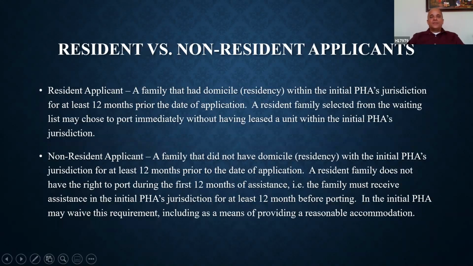Okay, so I want to talk a little bit about resident versus non-resident applicants. This is an issue that does come up sometimes, and it can be confusing for some PHAs. So a resident applicant is a family who had domicile or residency within the initial PHA's jurisdiction for at least 12 months prior to the date of application. A resident family selected from the waiting list may choose to port immediately without having leased a unit in the initial PHA's jurisdiction. So the point is that if a family applies for assistance at a PHA, and that family has lived in that jurisdiction for a while, that family has the right not to lease up in the initial PHA's jurisdiction. That family can go ahead and port to another area.